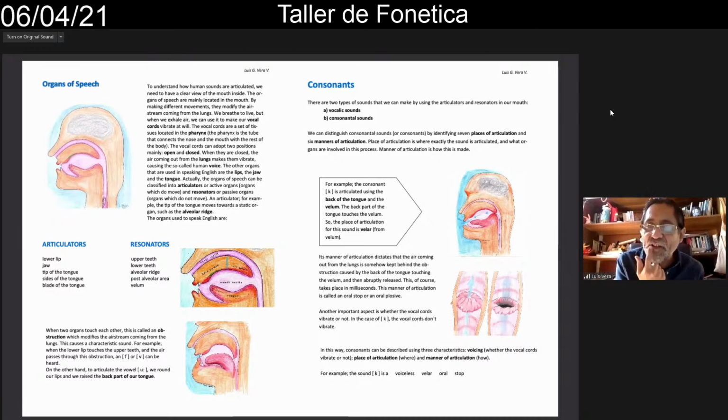But that means that your lower lip moves towards the upper teeth, and then v, like live, love, floor, flower, etc. On the other hand, to articulate the vowel oo, we round our lips and raise the back part of the tongue. That is the vowel.